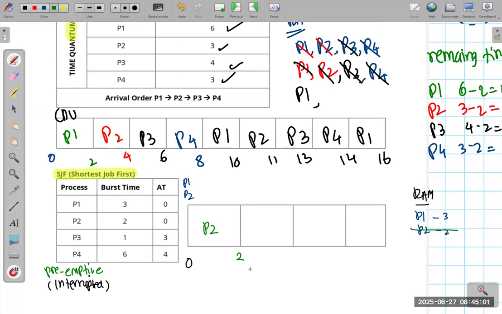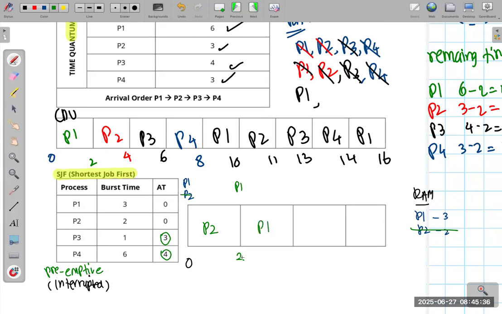Now at time interval 2, can you tell me which processes are available in the RAM and the CPU? You will have P1 only, because at time unit 2, no one is arriving. He is arriving at 3, he is arriving at 4. Did you get it? So who will be taken in? Obviously, P1 will be taken in.